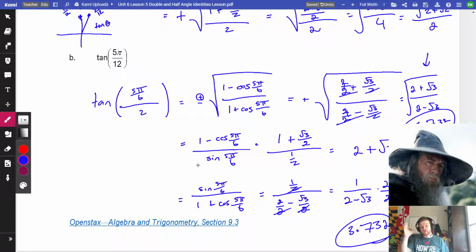So tangent has 3 formulas you can choose from. Clearly, the bottom 2 were easier to work with. I'm a bigger fan of those anyways. Right? 1 minus cosine theta over sine theta, and sine theta over 1 plus cosine theta.